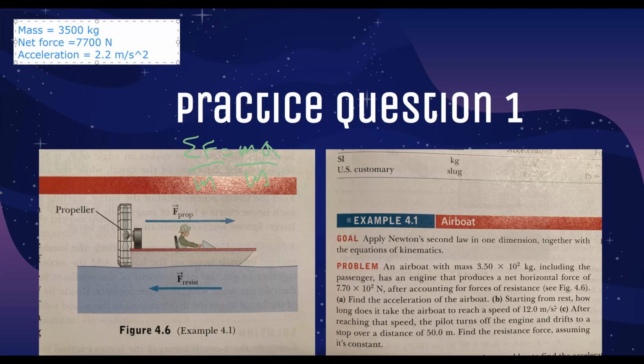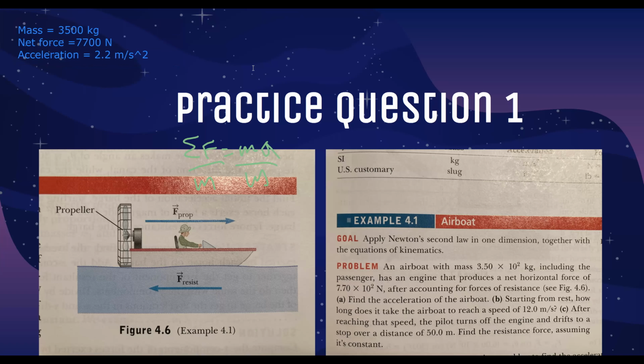Starting from rest, how long does it take the airboat to reach a speed of 12 meters per second? Okay, so when it says starting from rest, it's basically saying that this object is not moving. It may or may not have acceleration, but it is not moving, right? It's starting from rest. So that means that its initial velocity equals 0. You guys all agree with that? When something is starting from rest, its initial velocity equals 0? Okay, so initial velocity equals 0 meters per second.